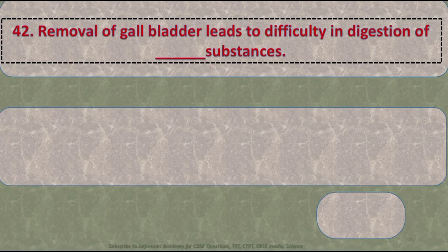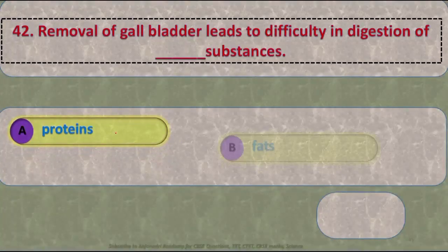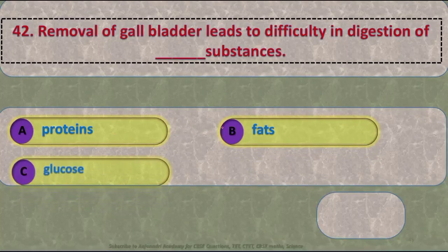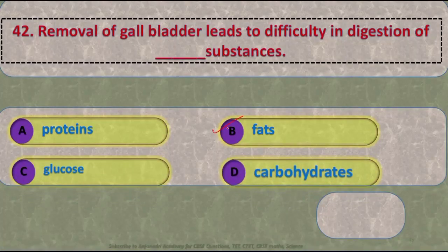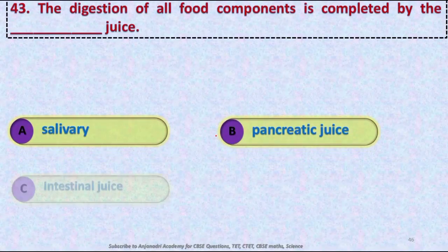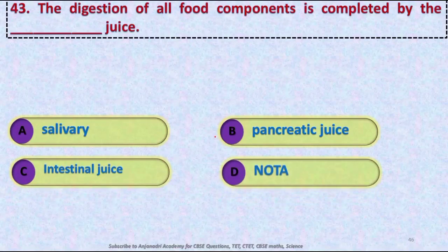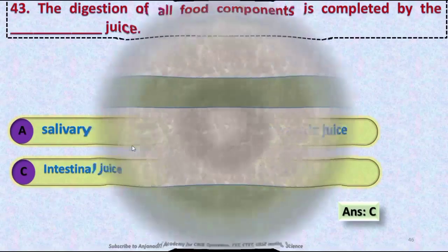Next one. Removal of gallbladder leads to difficulty in digestion of dash substances because bile juice helps in the digestion of fats. Therefore, the correct answer is option B, that is fats. Here is the next question. The digestion of all food components is completed by the salivary juice, pancreatic juice, intestinal juice. None of the above. Answer C is the correct answer, intestinal juice.